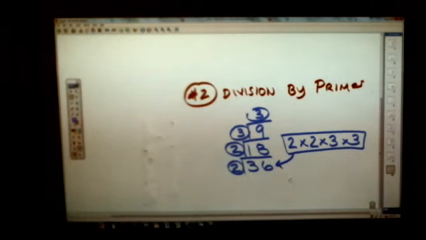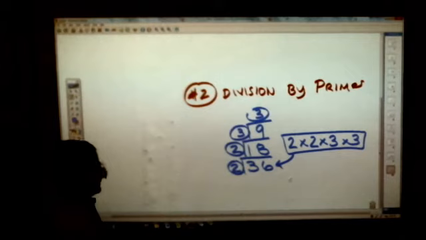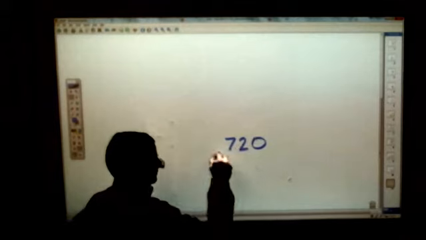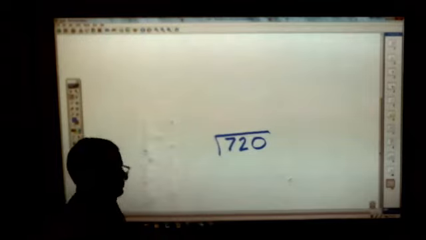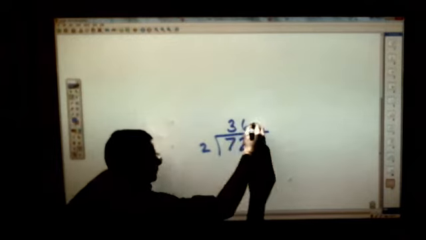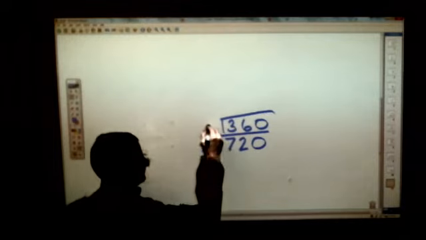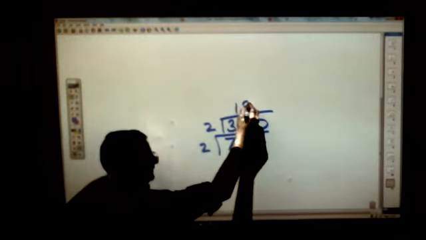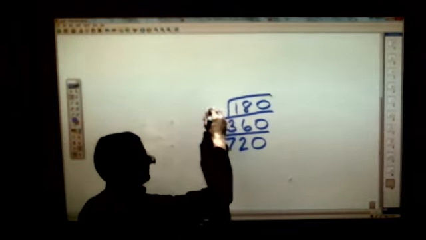A lot of times people use division by primes when it's a really big number. For example, what if I was doing 720? I can cut 720 in half. What's half of 720? 360. Or you could actually do the division problem. Then I could cut 360 in half again, which is 180. Then I could cut 180 in half again and get 90.